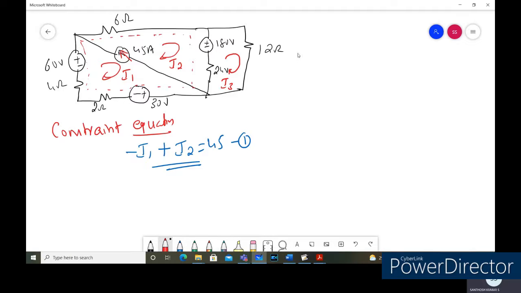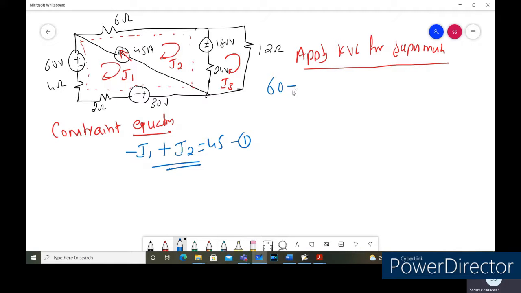We'll apply the KVL for the super mesh simultaneously. So we'll start from the 60 volts power supply. Here the current I1 is entering the 60 volts power supply, so it is raising the voltage.